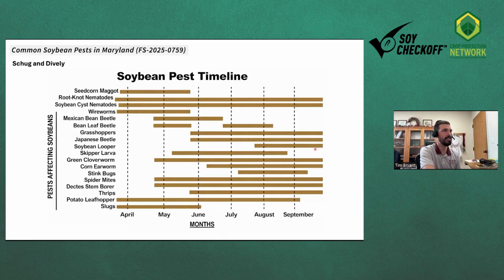But what it illustrates is that a grower who wants to be really on top of all these different things has to be aware of different things at different times and know what they're looking for, and what that injury looks like, and how many of those pests actually cause an issue.